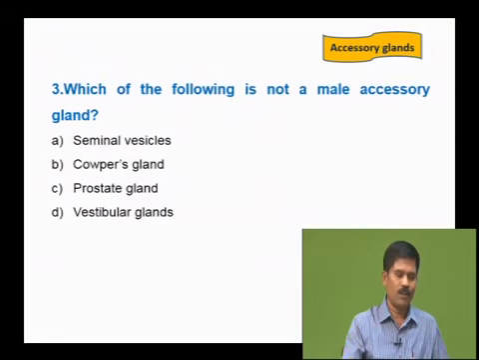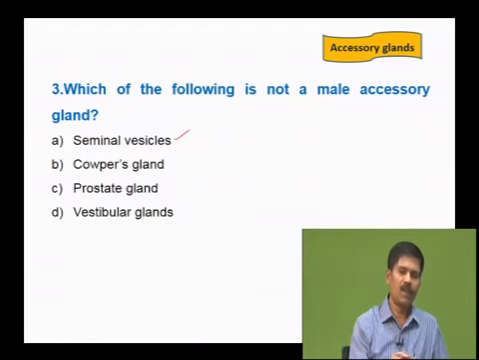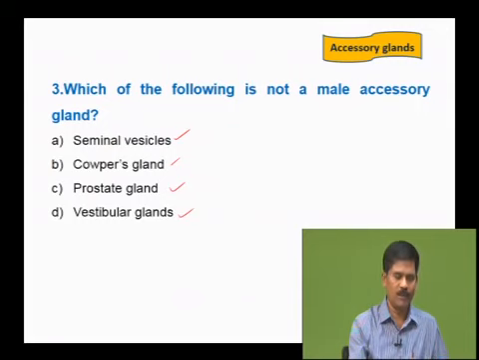Look at the next question. Which of the following is not a male accessory gland? I have said this at the synopsis time. Accessory glands of the male reproductive system include a pair of seminal vesicles, a prostate gland, and a pair of Cowper's glands, also called bulbourethral glands. Here, vestibular glands come in the female reproductive system. So therefore this is not the option, that is, this option does not fit here. So therefore the right option is D.